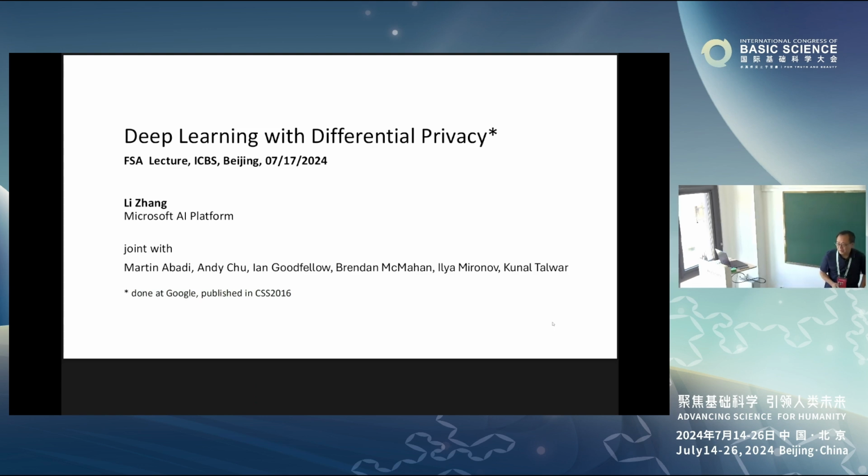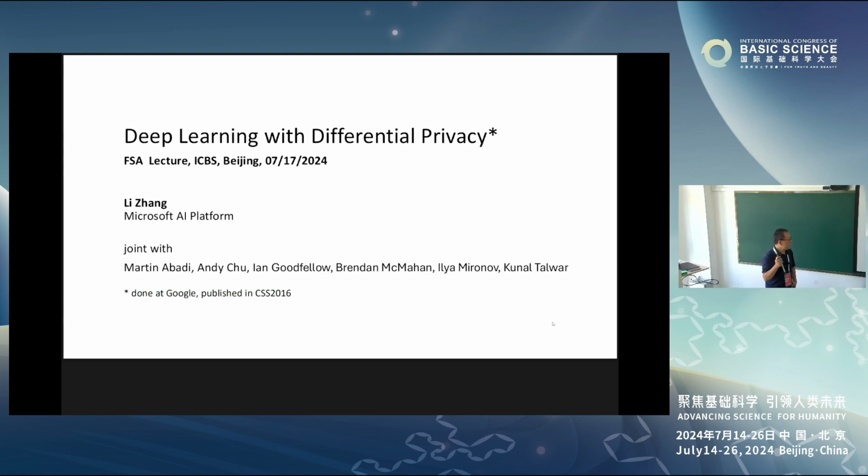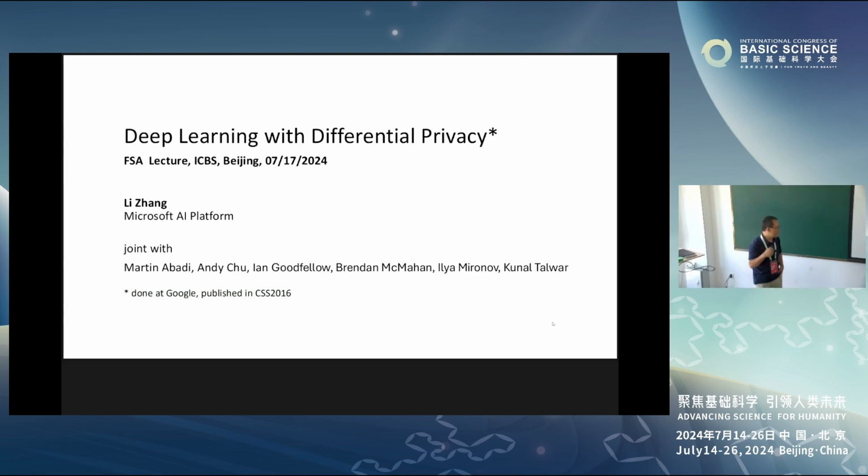Today I'm going to describe this paper, Deep Learning with Differential Privacy. My name is Zhang, and I work at the Microsoft AI platform based in California. This is joint work with multiple people: Martin Abadi, Andy Chu, Ian Goodfellow, Brandon McMahan, Ilya Mironov, Kunal Talwar. This was done when all of us were at Google. The paper was published in 2016, and the main work was done in 2015.